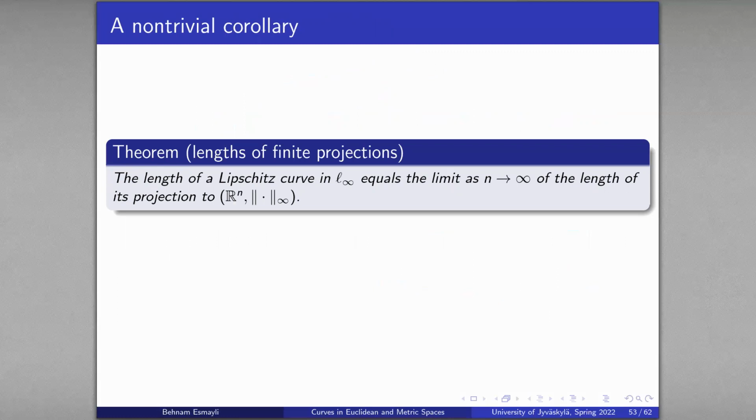Okay, a highly non-trivial corollary of the previous description of metric derivative is that if you have a curve in L infinity, then you can recover its length by looking at its finite projections. And for this, I need to draw some pictures. Suppose you have a curve in R3, like this.